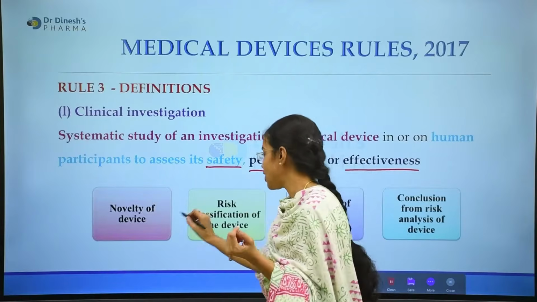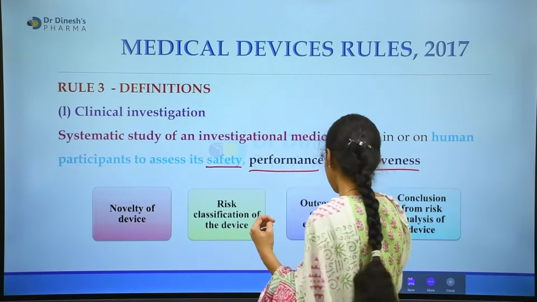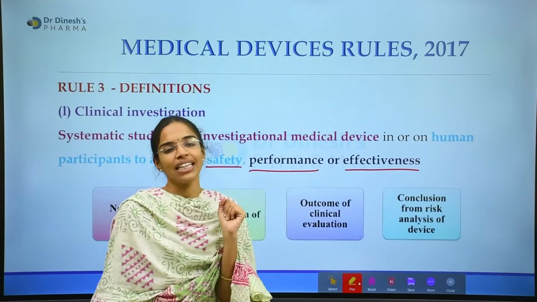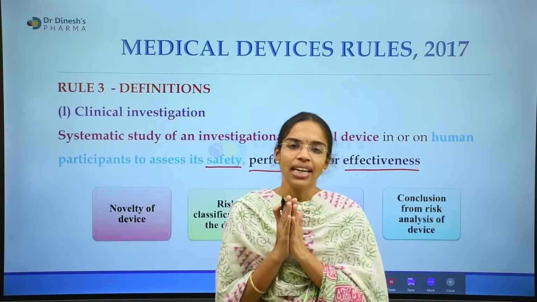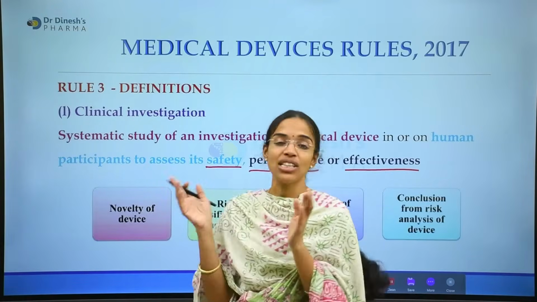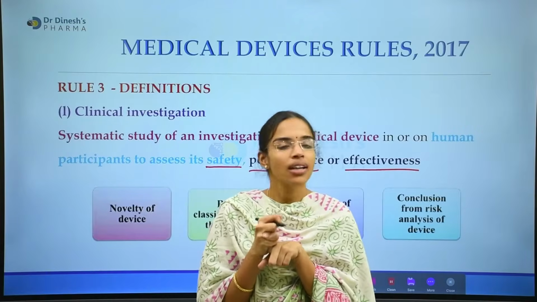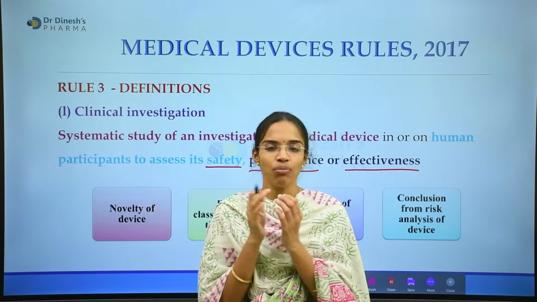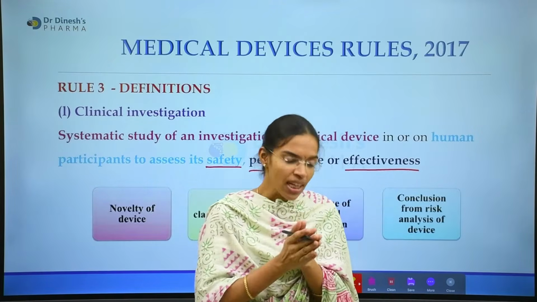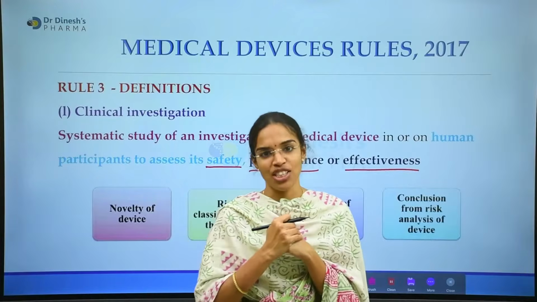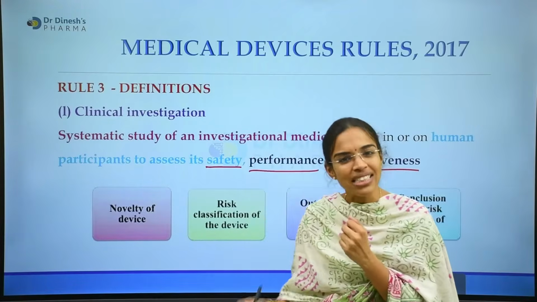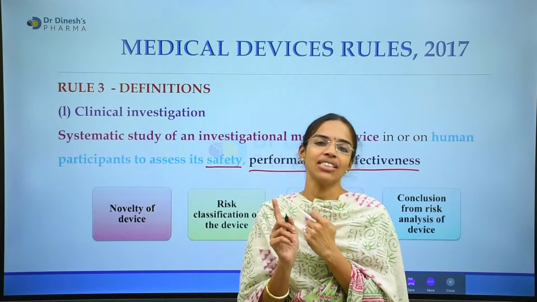So the novelty of the disease, the risk classification of the disease, and the outcome of this clinical evaluation. There is a difference. Clinical investigation and clinical evaluation are not the same. Clinical investigation is different from clinical evaluation. So what is clinical evaluation and what is clinical investigation?